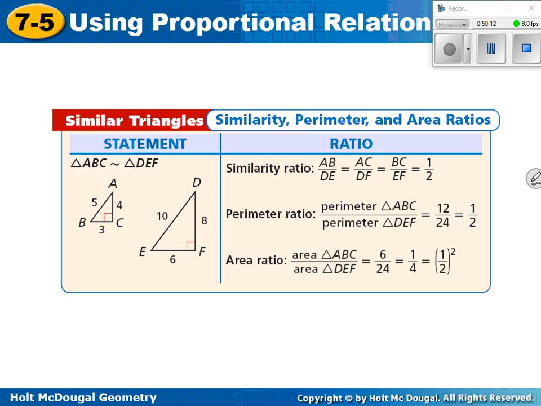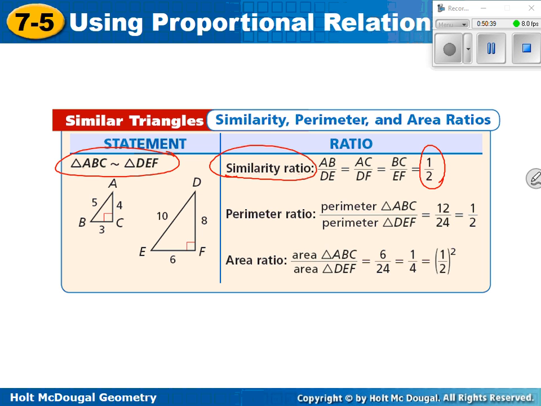Going back to what we've already learned. What is this called again? Similarity statement. What is this called? Similarity ratio. Similarity ratios compare corresponding sides. Would you agree that 3 to 6 is 1/2? 5 to 10? 4 to 8. Okay. What we have not talked about is what else has a relationship with our similarity ratio.